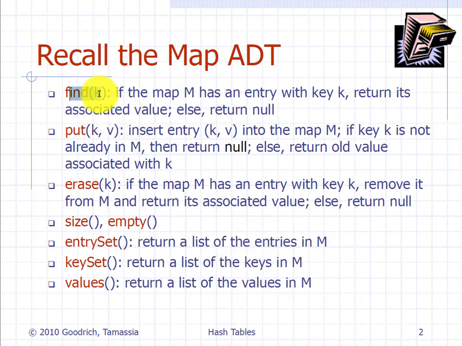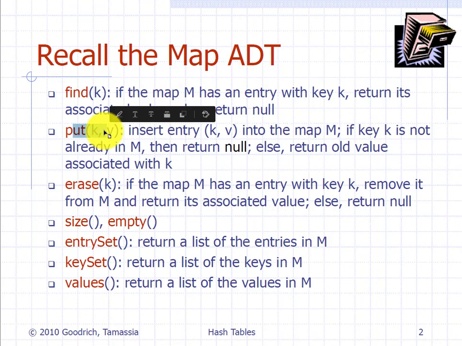So there's find k, which looks for k. K is the key. Put k v, which takes a k v pair and searches in the collection if the k exists already. If it doesn't, it adds it to the map. Erase k, which removes k, but first we need to find k, so we search the collection. And in order to search it, we require O(n) time complexity in the worst case.